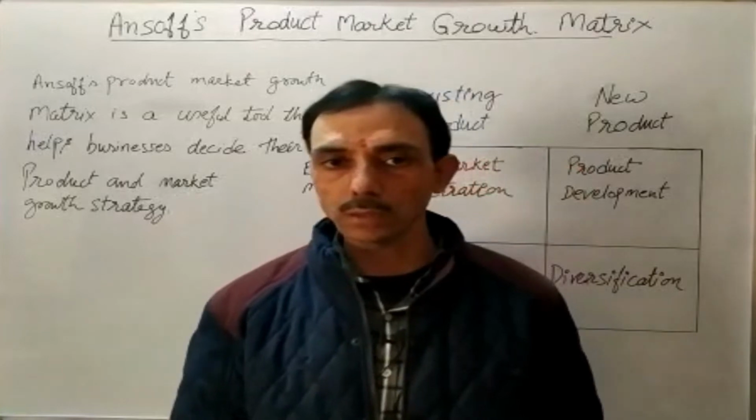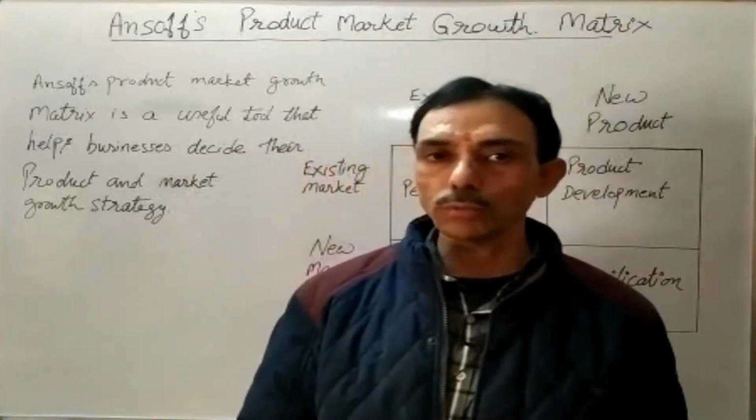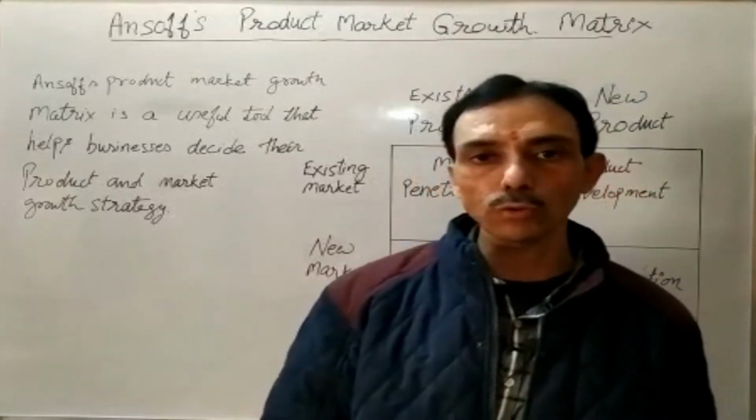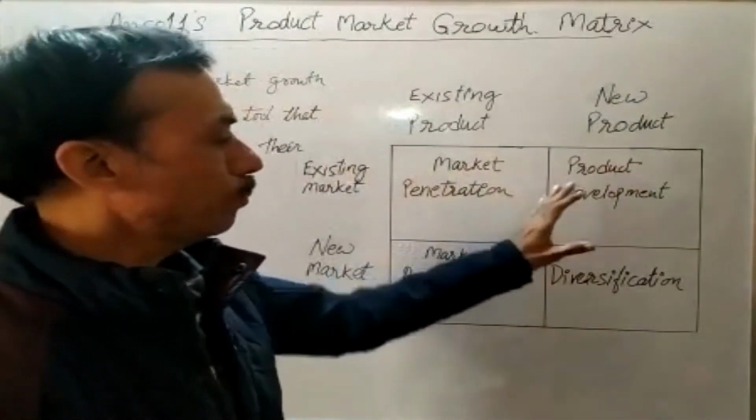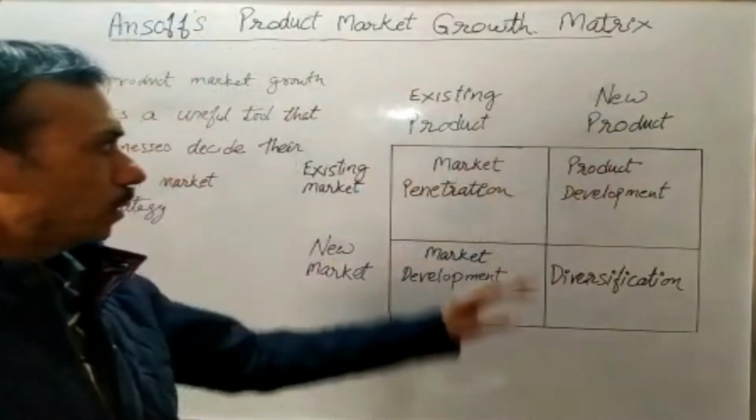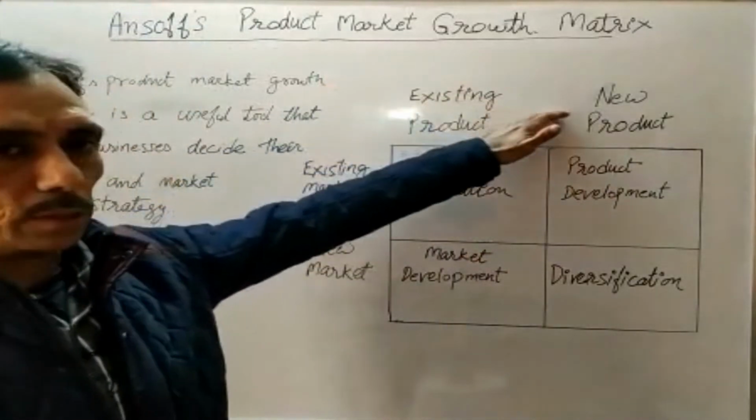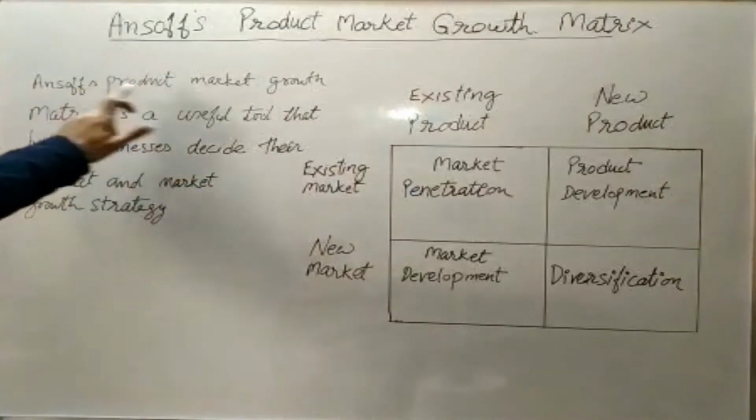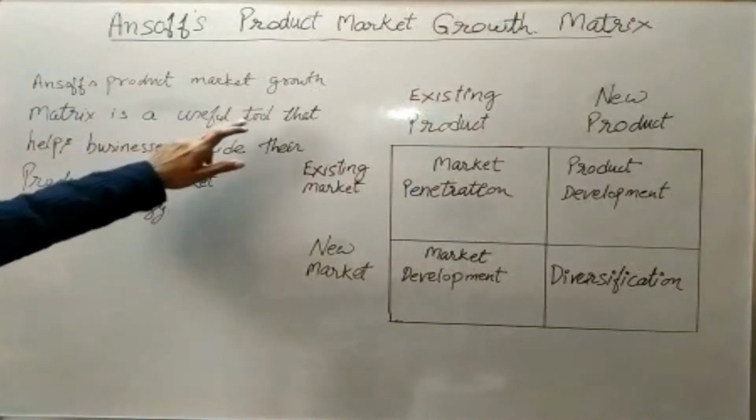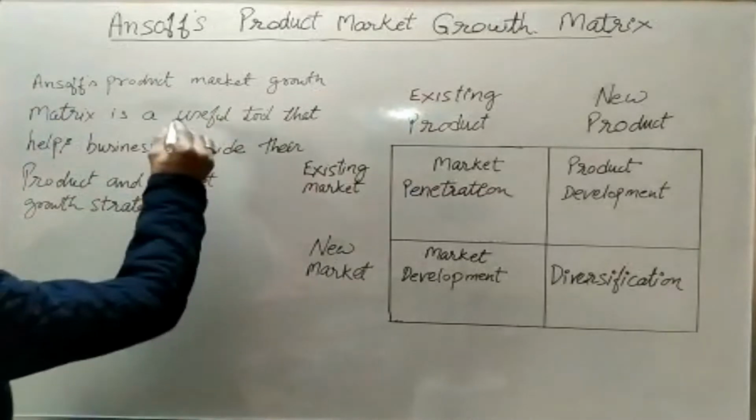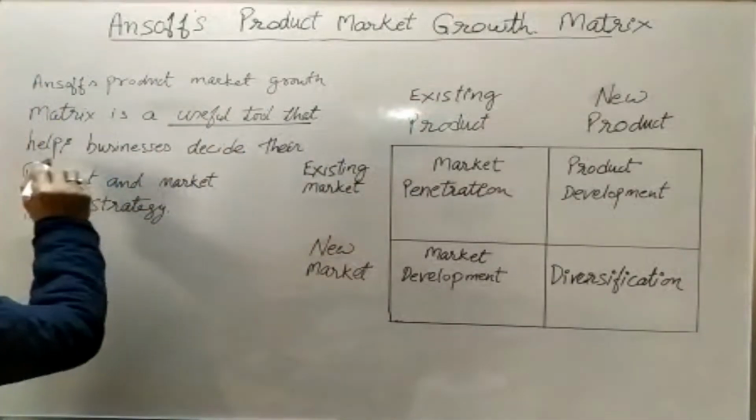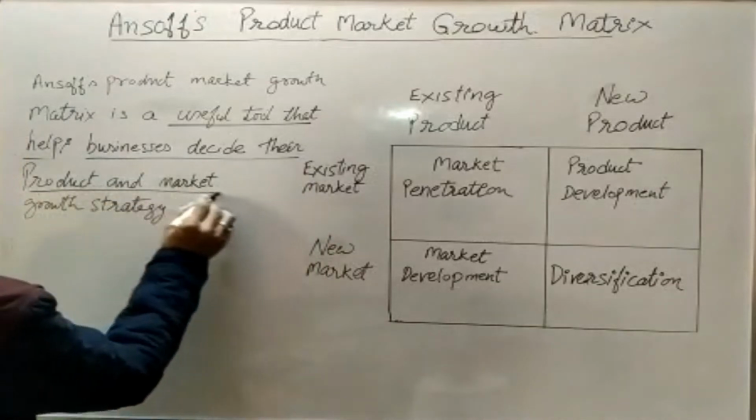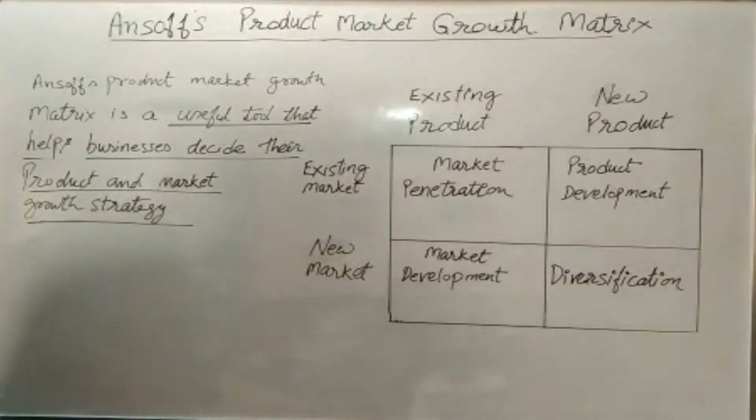In today's class, we are going to learn the Ansoff Product Market Growth Matrix. The Ansoff Product Market Growth Matrix is a 2 by 2 matrix in which the x-axis represents the product and the y-axis represents the market. It is a useful tool that helps businesses decide their product and market growth strategy.